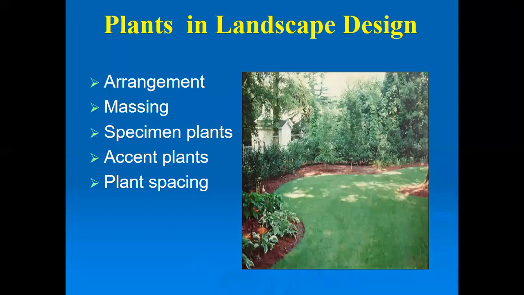Plants in the landscape design. There are several considerations when placing them in the landscape. Plant arrangement and massing are very important. The selection of accent plants is also important. Too many of them can make it look messy. Accents draw the attention. From the maintenance point of view, plant spacing will affect the vigor of the plant and the feature. So, we talk about plant spacing. That's important.